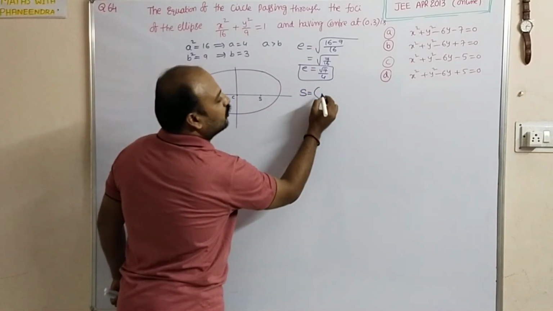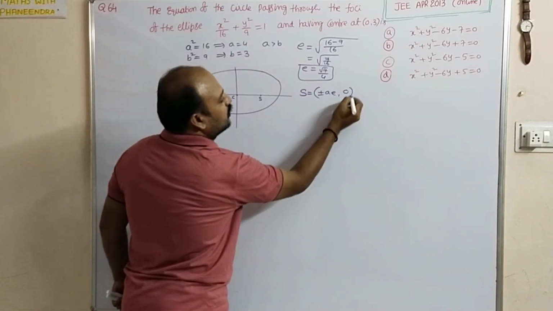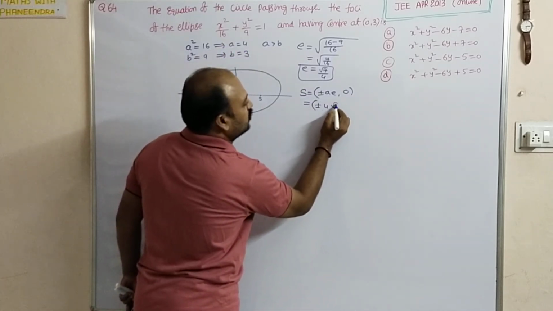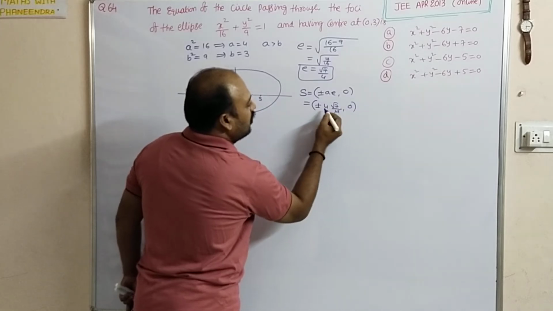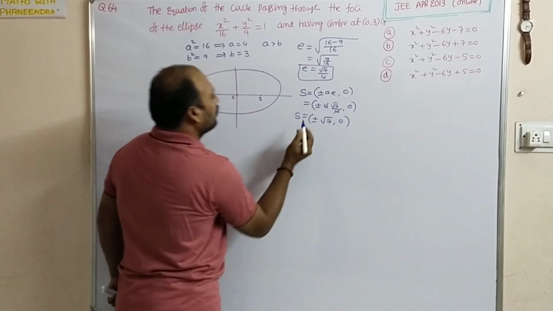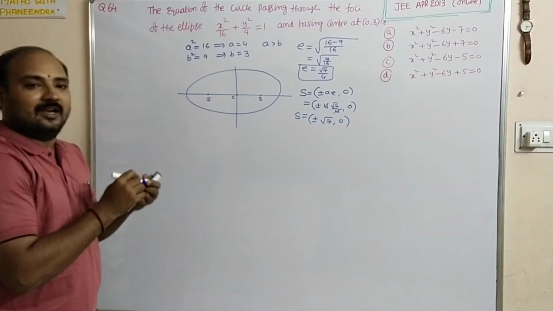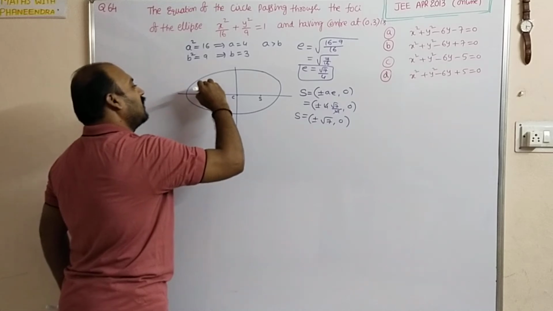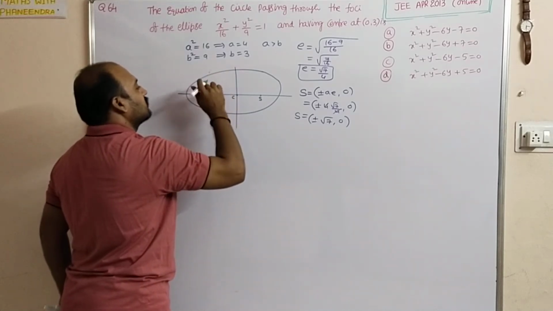S is equal to plus or minus ae comma 0. A value is 4 now, so plus or minus 4 into root 7 by 4 comma 0. 4 gets cancelled, plus or minus root 7 comma 0. So the required circle passes through the foci. So the circle will become like this.